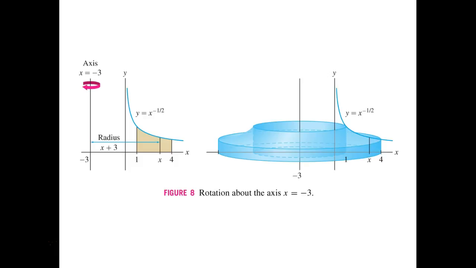Let's look at the shell method. The shell method, you're going to choose a delta x here. I like to draw that as a delta x, not that. The x is somewhere between 1 and 4, but your radius is not x, it's x plus 3. X minus a minus 3, which is x plus 3. That's your radius as you're going from 1 to 4. So that's the difference here from what we had before. So now your radius is x plus 3. Your height is x to the negative 1/2, and your delta x thickness is that. So it's 2 pi r, where r is x plus 3.